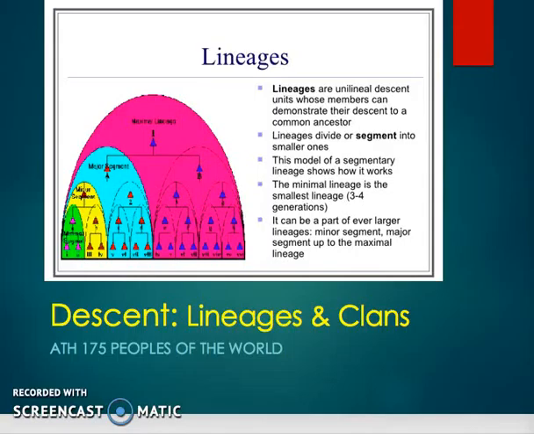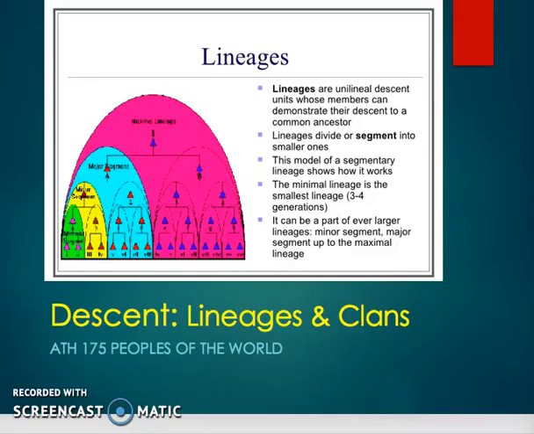Let's turn very briefly to descent. Here you see a descent diagram and some basic principles of unilineal descent, that is, descent that runs through the male line or through the female line, but not both. Note that there's no ego here. The starting point of descent is the founding ancestor or ancestress.